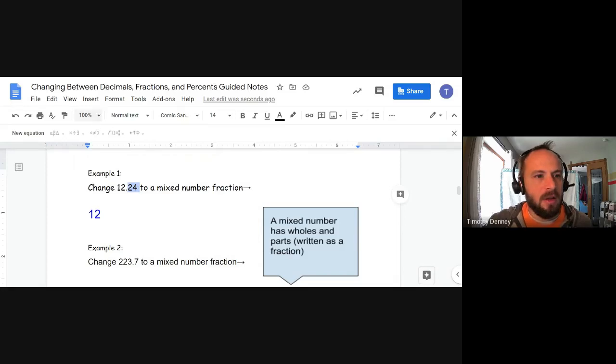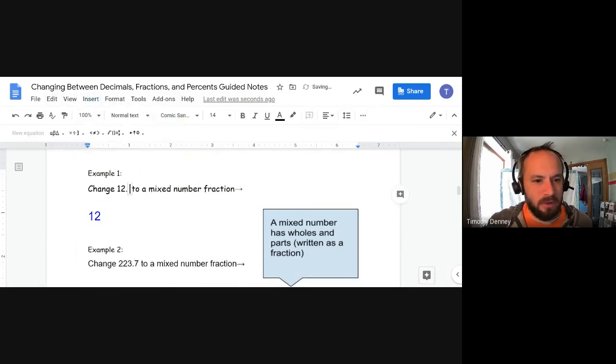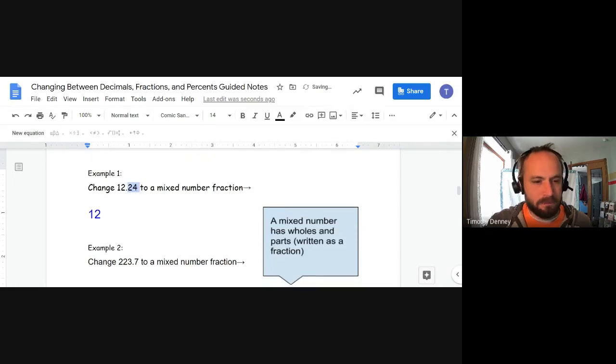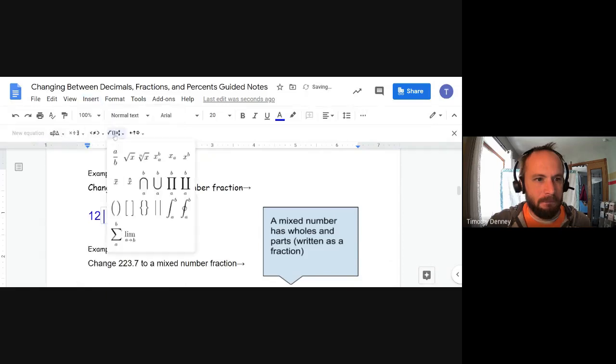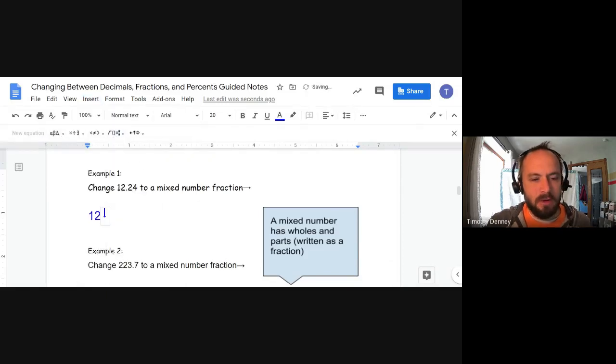All right. How do we do that? Well, we just talked about it a second ago here. We look at the digit that's furthest to the right, and that's a 4. What place value is that in? It's in the hundredths. So my fraction's going to have 100 on the bottom. And then I look at the digits to the right of the decimal, all of them, and I copy them as my numerator, 24 100ths.